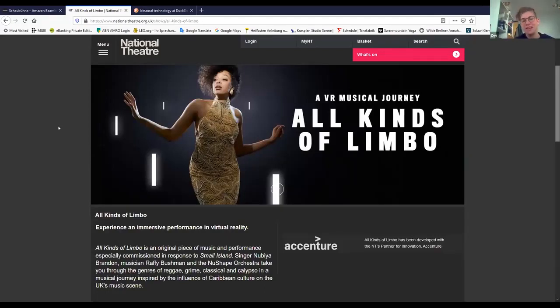Yeah, anyway, it's a musical because she sings and she performs a sort of musical history of her life growing up in Britain, with the influence of lots of different musical cultures, including reggae, grime, classical, calypso and Caribbean influences. It was about bringing people closer to a story that perhaps many people who go to the National Theatre haven't experienced as an integral part of British culture.